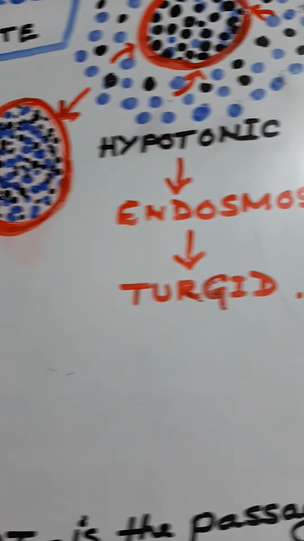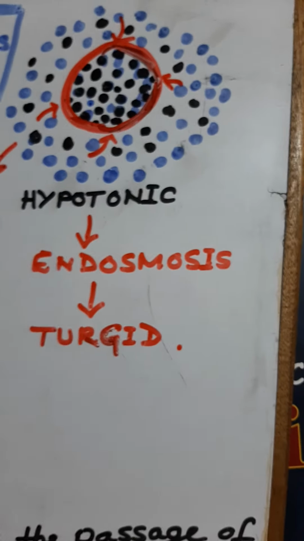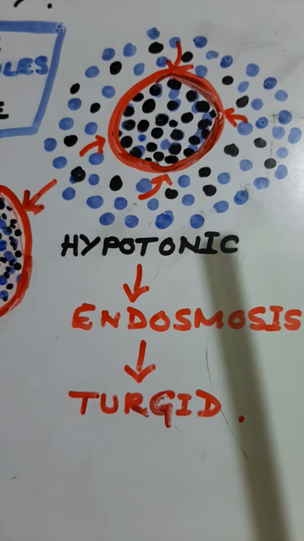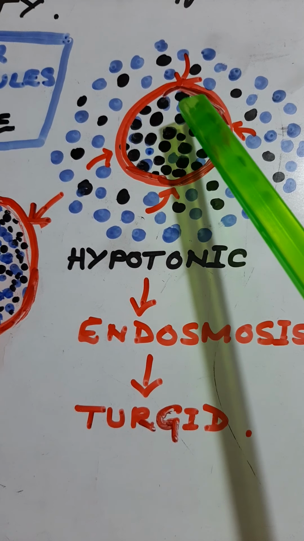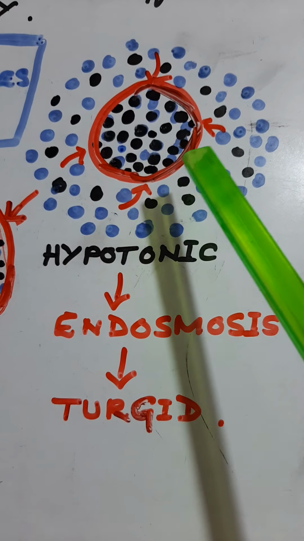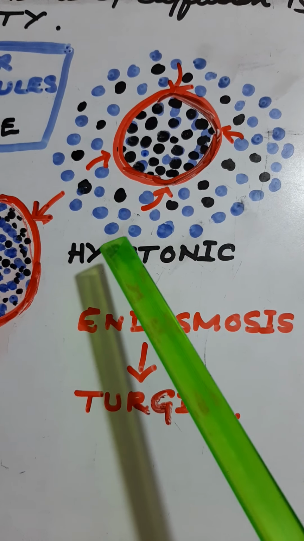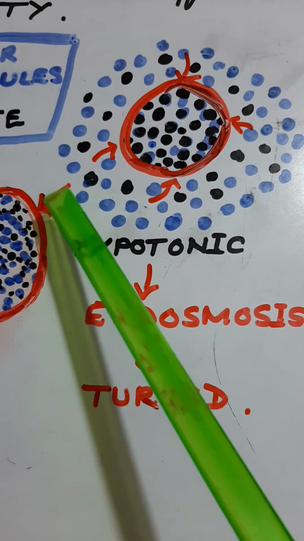Now we come to the next type of solution. Here what you can see is the concentration of solute inside is more, black dots more inside the cell, whereas outside the solute concentration is less, and outside water molecules are more.